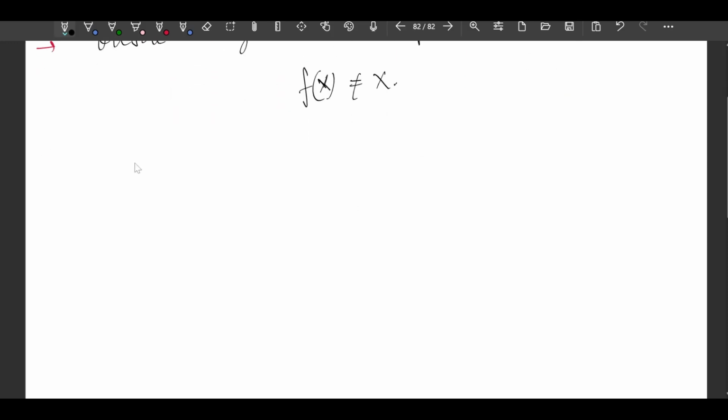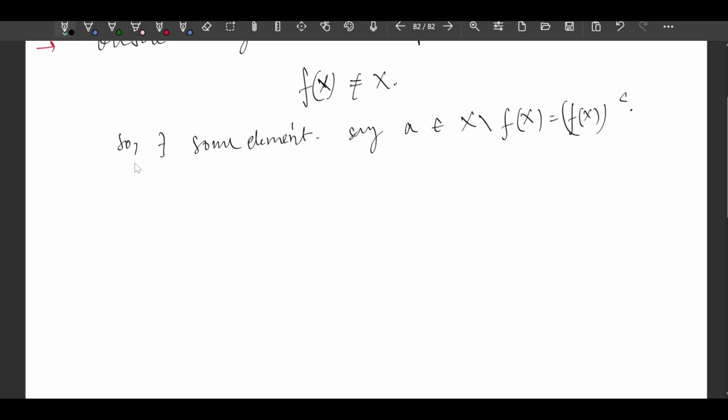Okay, so there must exist an element from X minus f of X, that is f of X complement. You understand? Okay. So there exists some element, say a belongs to X minus f of X, that is f of X whole complement. Okay, we can pick some element because f of X is not equal to X.